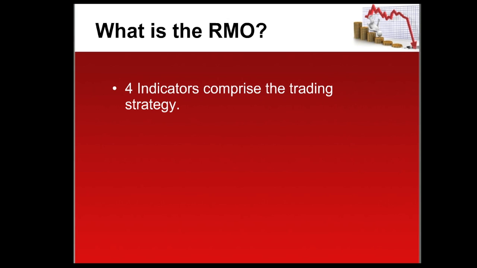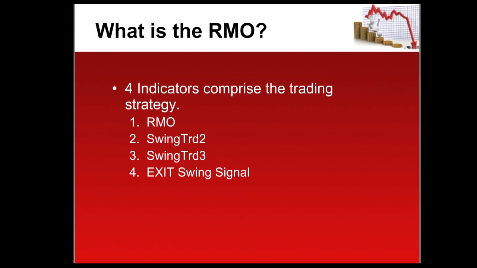The system is comprised of four indicators, and we're going to review each one of them. The RMO itself is an oscillator that's displayed as a histogram on the chart, and it will help us identify the primary market trend. There are two other oscillators that we're going to talk about, and those are called Swing Trade 2 and Swing Trade 3. And then there's a fourth indicator that comes with the system called the exit swing signal. Now, we're not going to talk about the exit swing signal today because it's just not relevant to what we're trying to achieve. But we do need to pay attention to the first three.